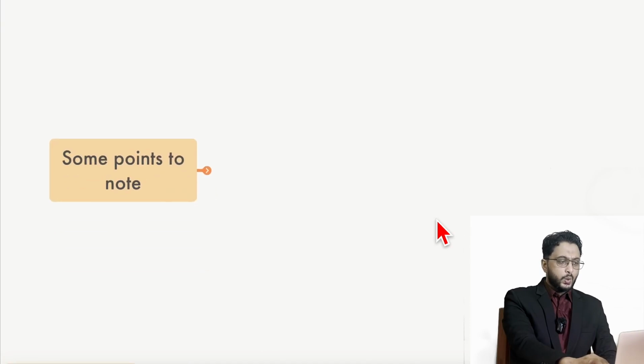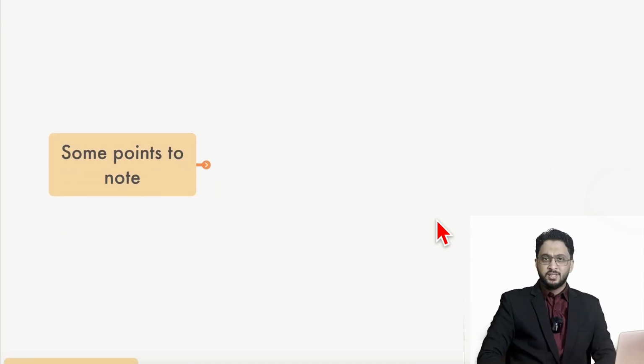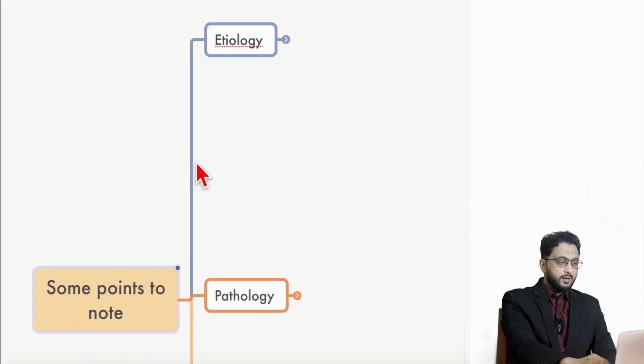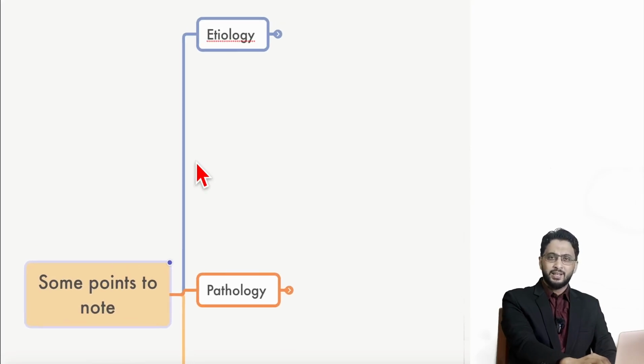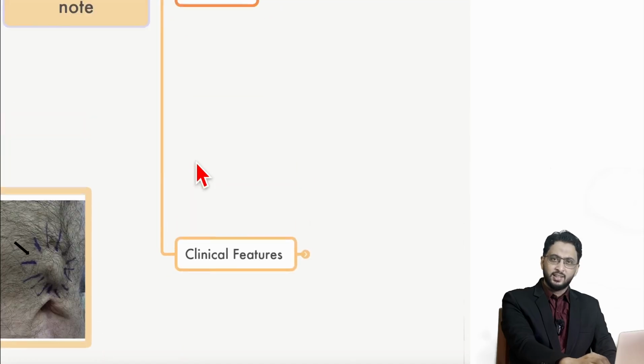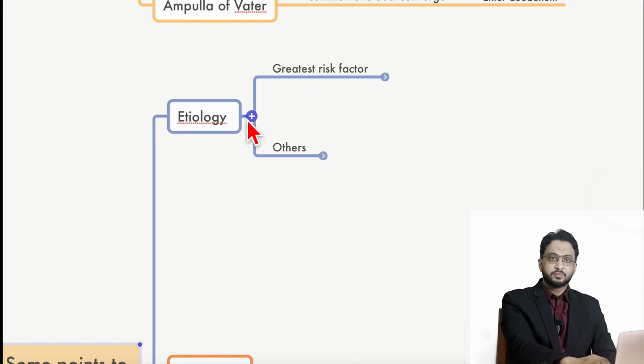Now, a quick understanding of some points and features of pancreatic cancer, some key points, especially I'll be discussing the exocrine. I'll tell you what endocrine is, I'll come to that. Here, for some points to note, I'm going to discuss a little bit on etiology, pathology and clinical features. Now, etiology, as I've told you, I'll be discussing only the key points. I'll not go into any extra bit of details.